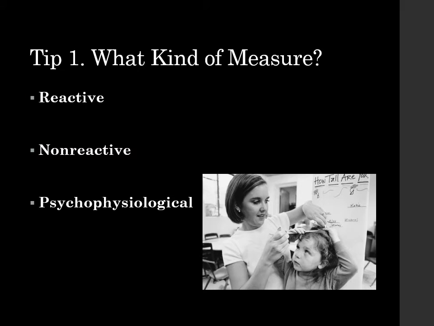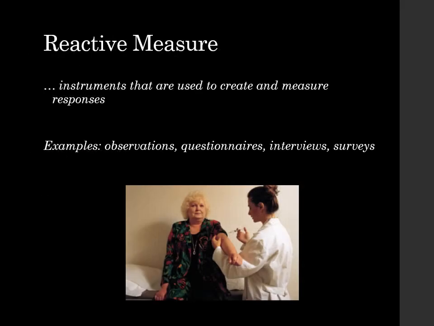First, let's look at what kind of measure we're going to be looking at. There are 3 types. We've got reactive, non-reactive, and psychophysiological. We'll go over each of these a little bit more. Reactive measure. This is when instruments are used to create and measure responses. We can look at examples like interviews, surveys, observations, things like that.